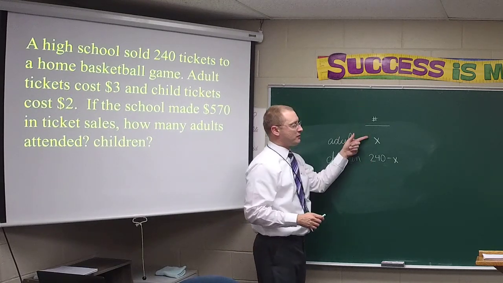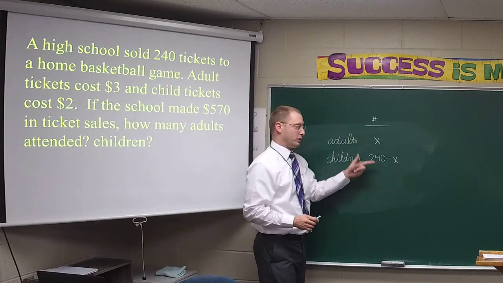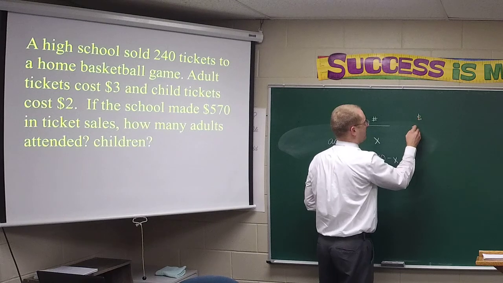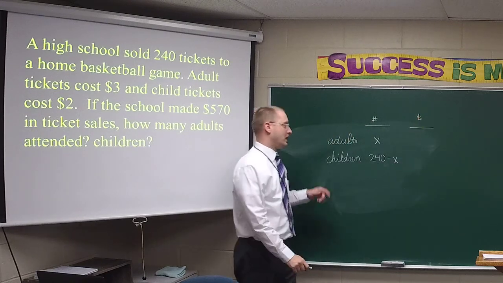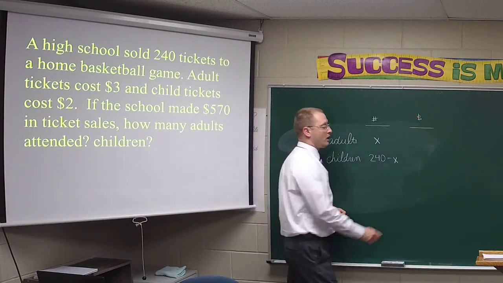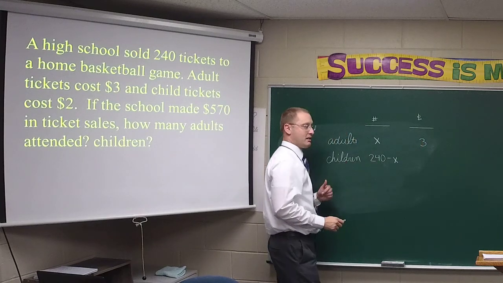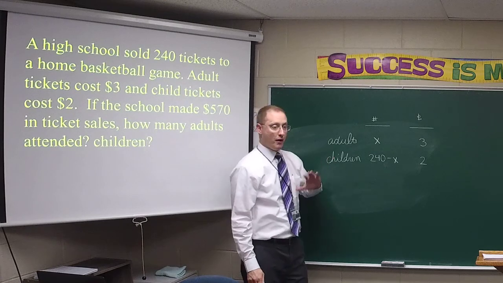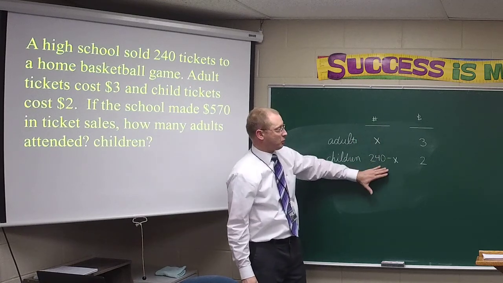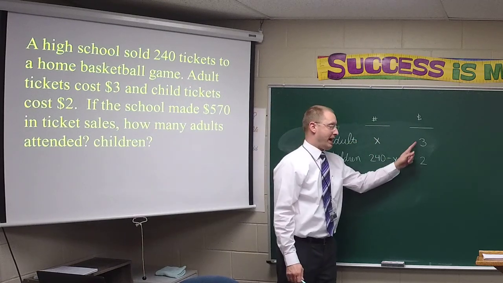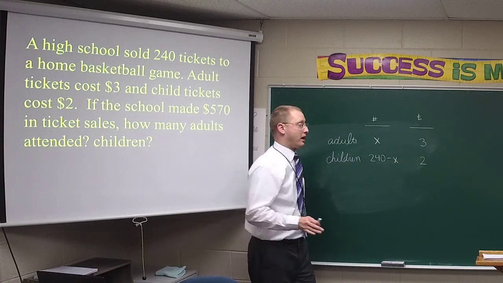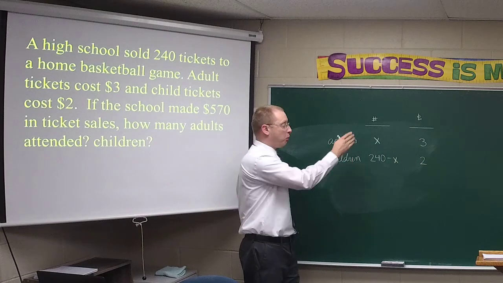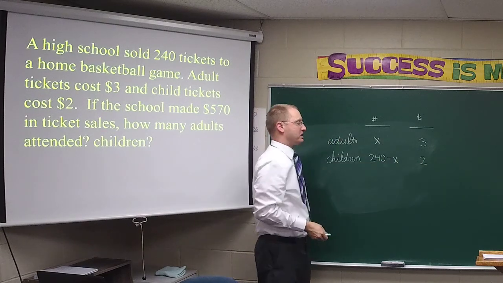Not only do we have differing numbers of adults and children coming, at least we assume it's different, I guess it could be 120 and 120, they also have to pay different prices for their tickets. Adults pay $3 a ticket. Children pay, or else their parents pay, $2 a ticket to get in. Again, oftentimes we'll see the numbers are where the unknown will be, and the values will be specified. We will see problems later where the values are unknown, but the numbers are specified. But one of these, either numbers or values, will have to be specified.